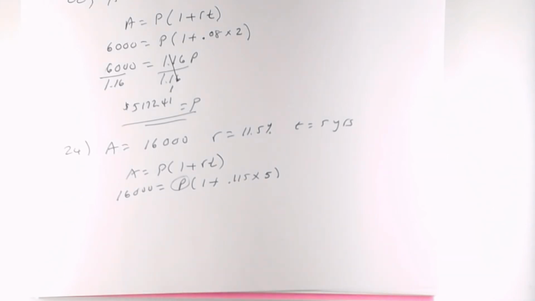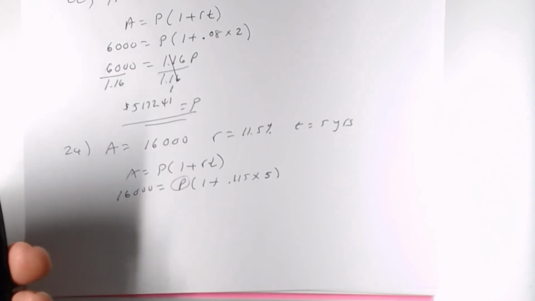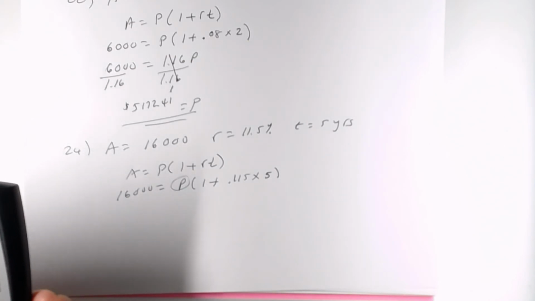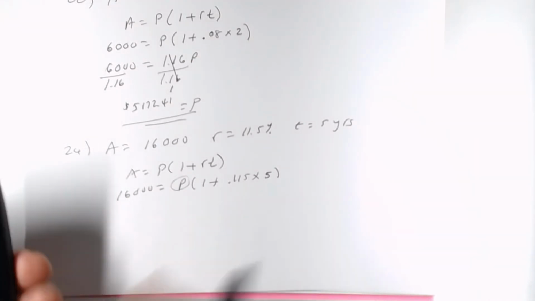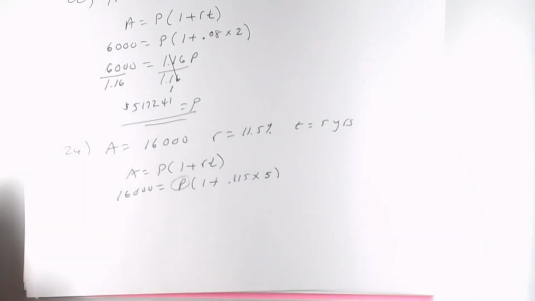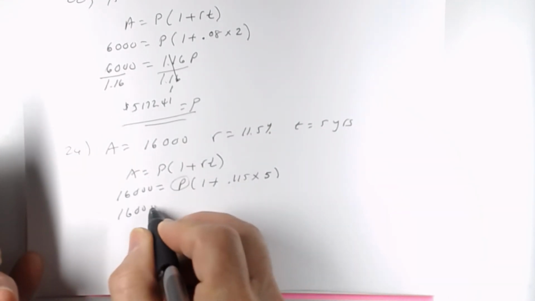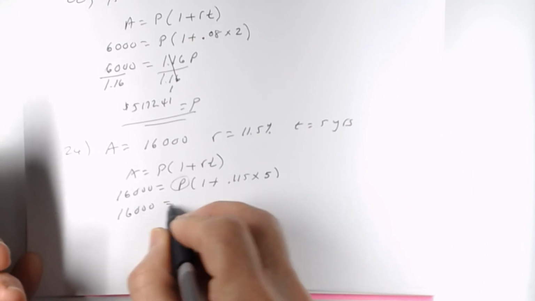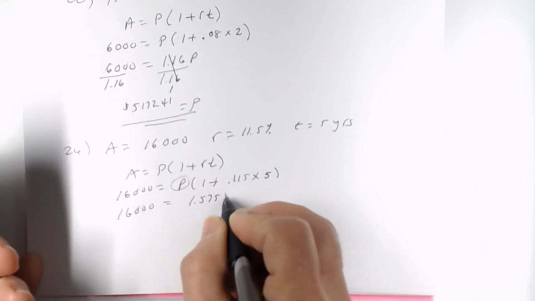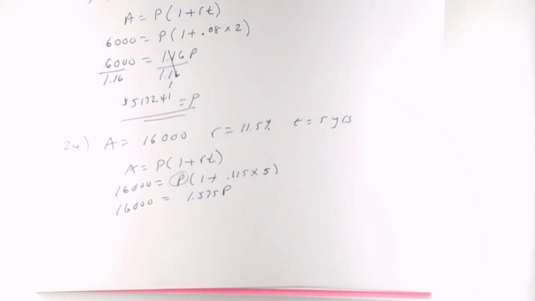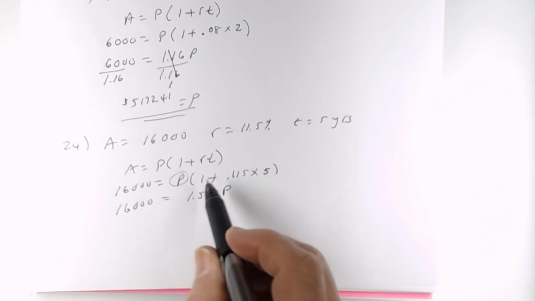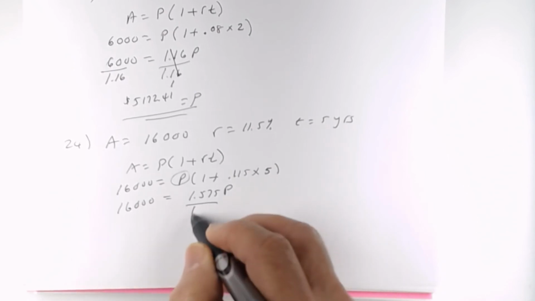Do what's inside the parentheses. So inside the parentheses, I have 1 plus 0.115 times 5. So 1 plus 0.115 times 5, and I get 1.575. So this becomes 16,000 equals 1.575 P. That's what I get. What's the next step? Divide both sides by 1.575.